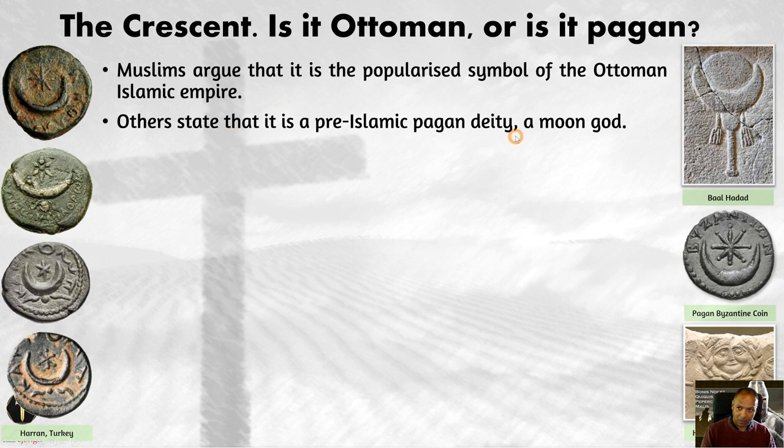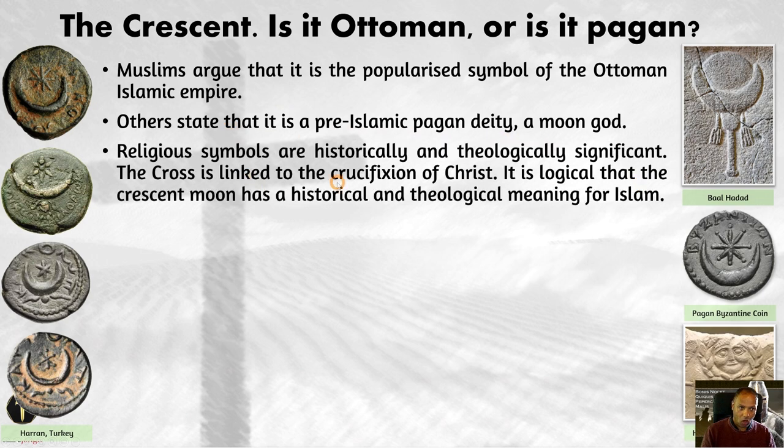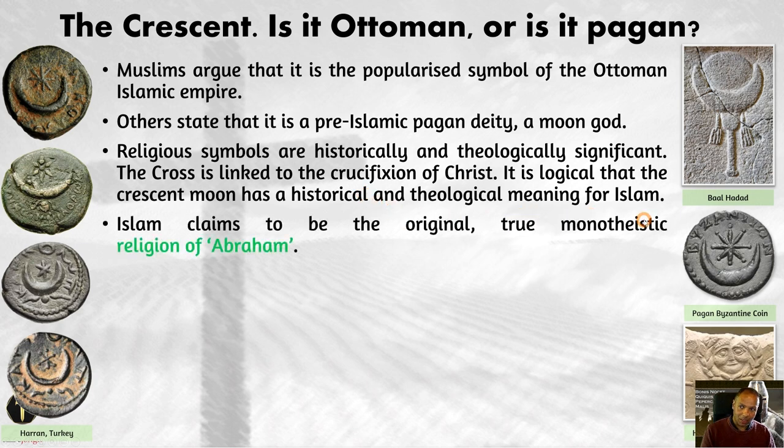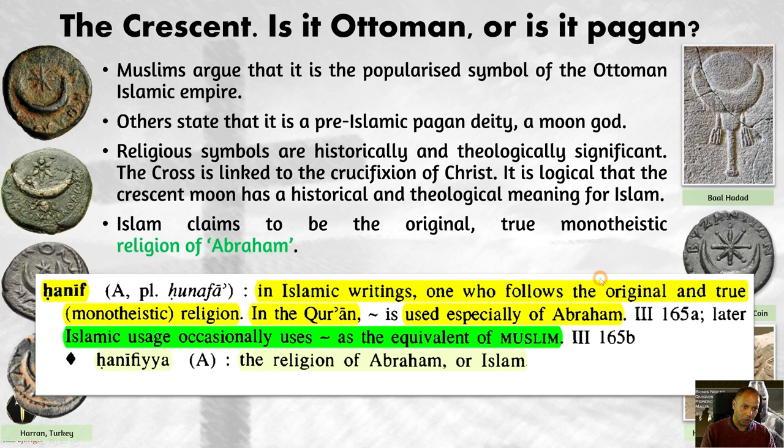Others state that it is a pre-Islamic deity and moon god. Religious symbols are historically and theologically significant. The cross is linked to the crucifixion of Christ. It is therefore logical that the crescent moon has a historical and theological meaning for Islam. Islam claims to be the original, the true monotheistic religion of Abraham. Of course, this is their corrupted version of Abraham.